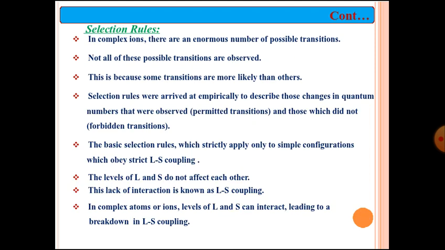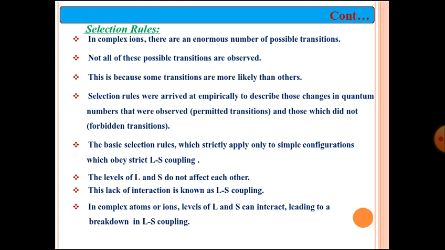Next one, selection rules. In complex ions, there are an enormous number of possible transitions. Not all of these possible transitions are observed, because some transitions are more likely than others. Selection rules were arrived at empirically to describe those changes in quantum numbers that were observed, as permitted transitions, and those which were not, as forbidden transitions.